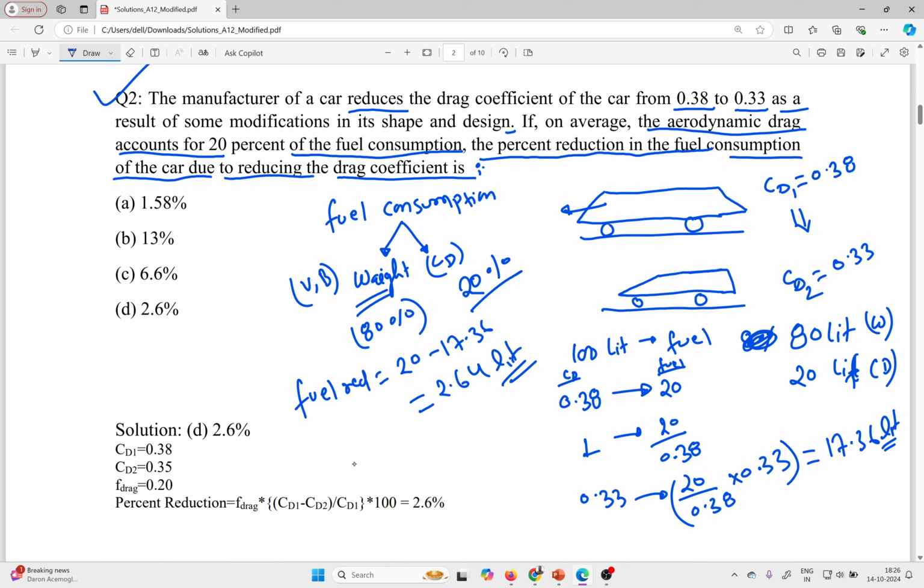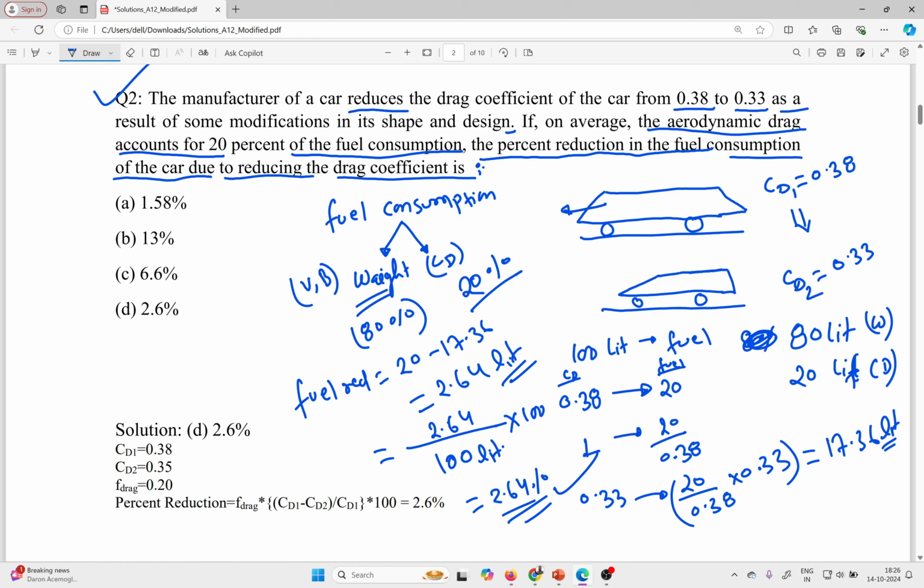Now percentage reduction. Previously your fuel consumption was 100 liter. Now the difference is 2.64, and if you want to calculate in percentage, it will come around 2.64%. So like that you need to calculate.